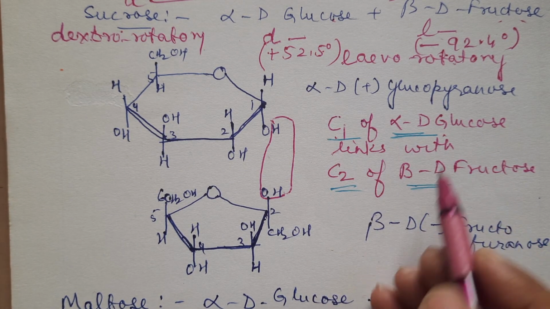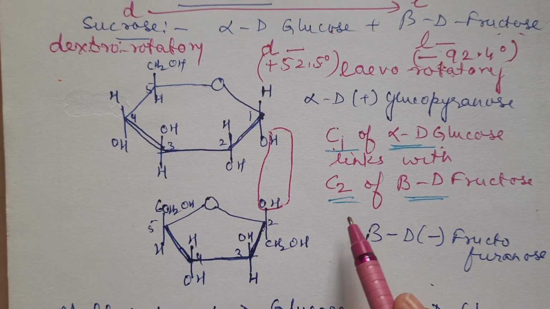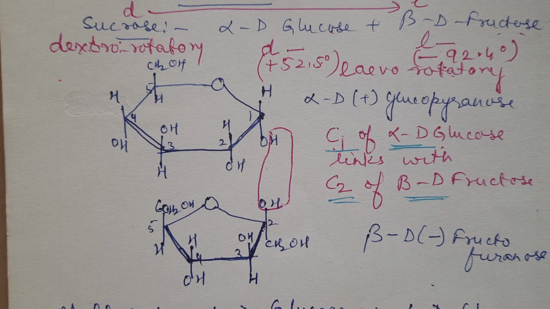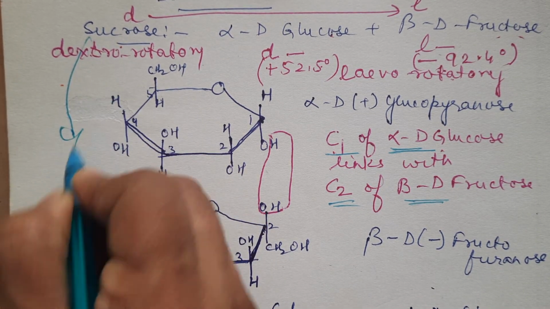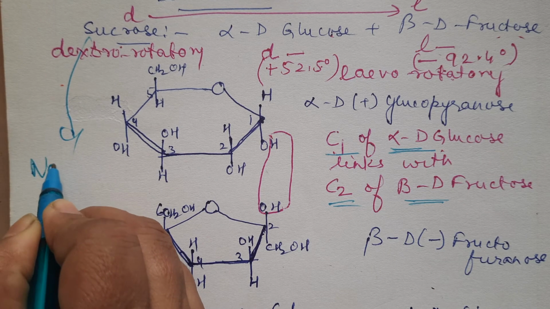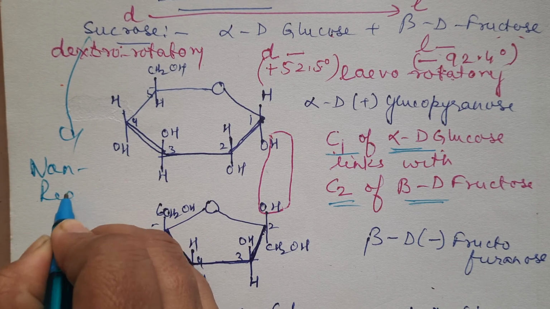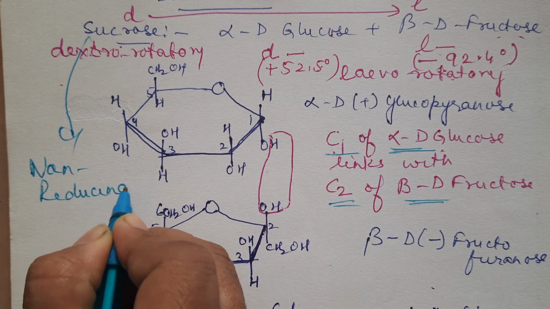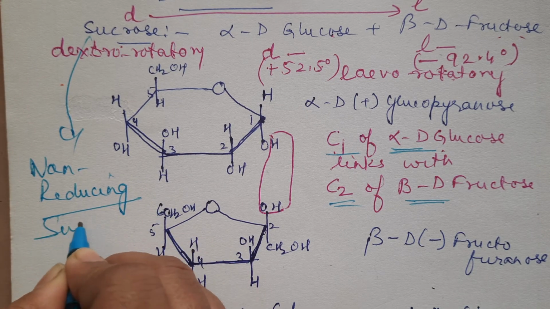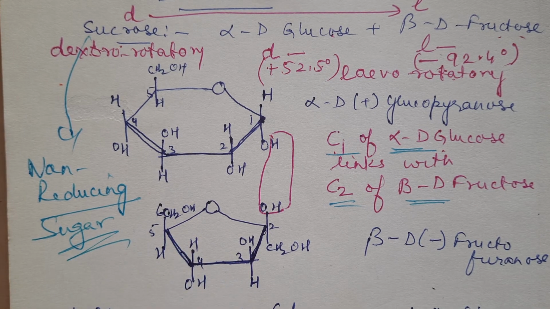C1 of alpha D glucose links with C2 of beta D fructose. So both are occupied. 1 and 2 both are occupied. So we will say that sucrose is a non-reducing sugar. So sucrose is non-reducing and maltose is a reducing sugar.